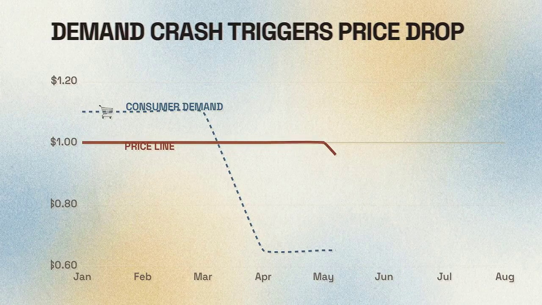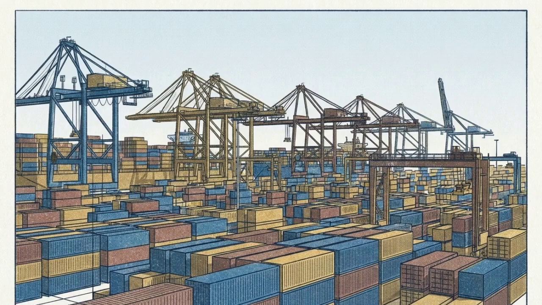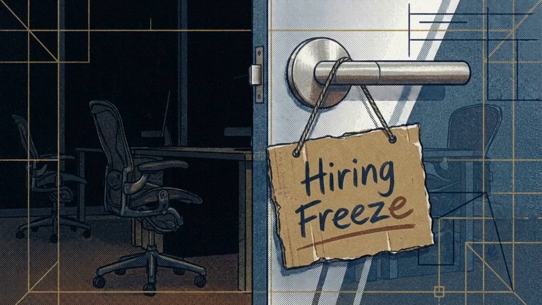But a new line tracking consumer demand shows it crashing downward first. People stop spending, forcing retailers to slash prices to move inventory. While your afternoon snack costs less today, the broader economy is experiencing a systemic freeze. Businesses stop expanding, hiring slows, and future economic stability becomes highly vulnerable.